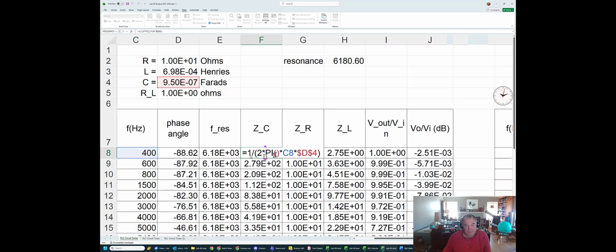So there we got 2 pi FC, because C8 is the frequency, D4 is the capacitance. Don't forget the dollar signs. Fill. And then the resistor is just constant. And in this case, we used 100 ohms. And of course, fill it. And then the inductor is 2 pi times the frequency times the inductance value.